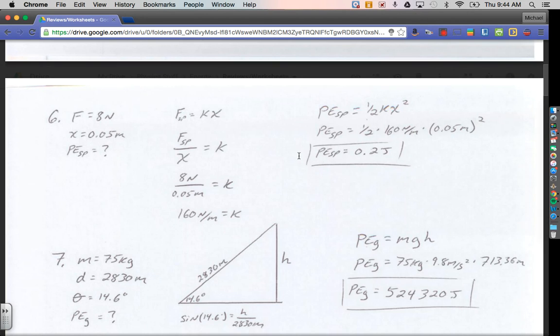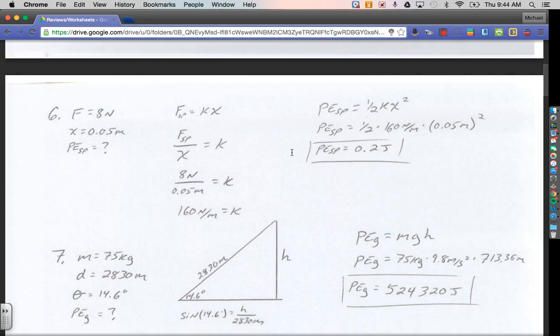Plugging that K value in my potential energy section here. Potential energy is 1/2 times the K value we just solved for, 160 newtons per meter, and the X is 0.05 meters. Don't forget to square it. When I plug all that in, I get a potential energy of, with my spring, 0.2 joules.